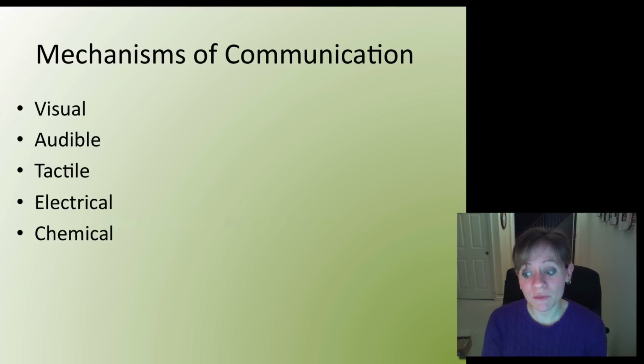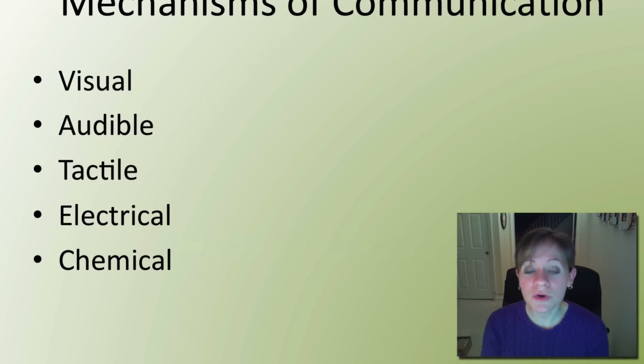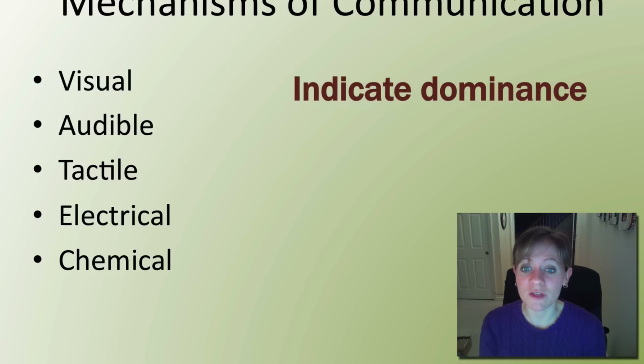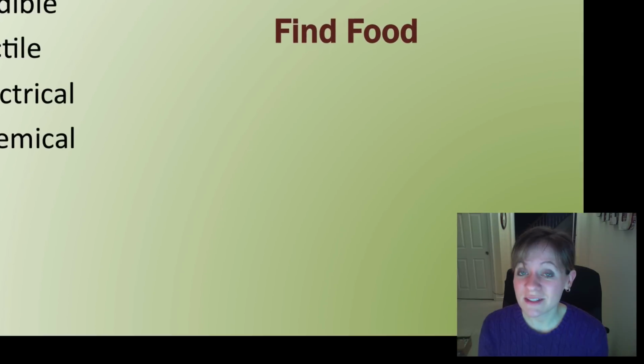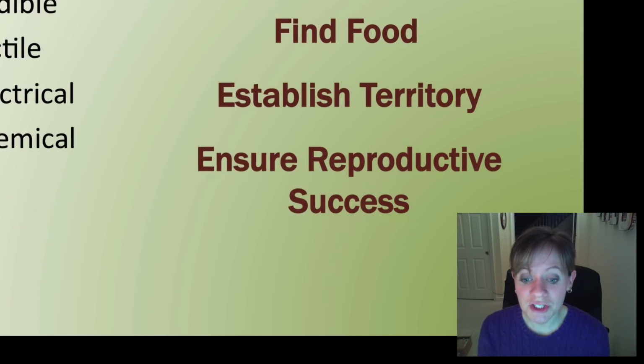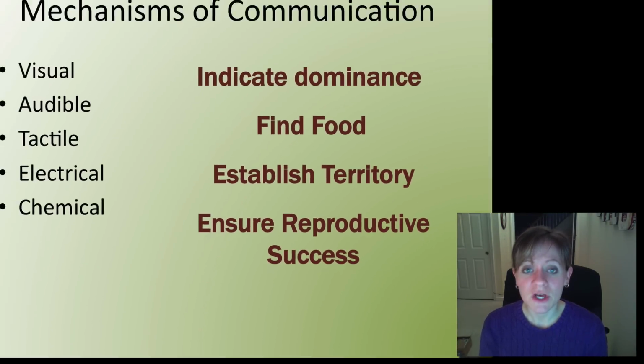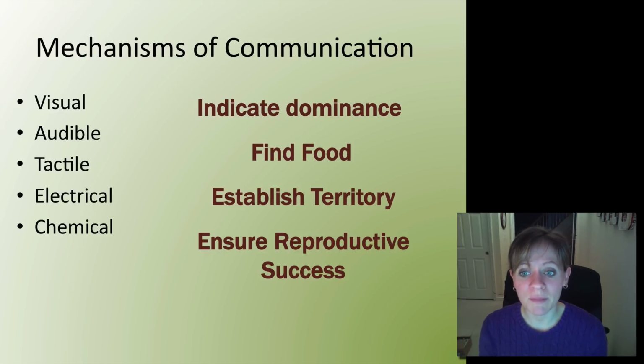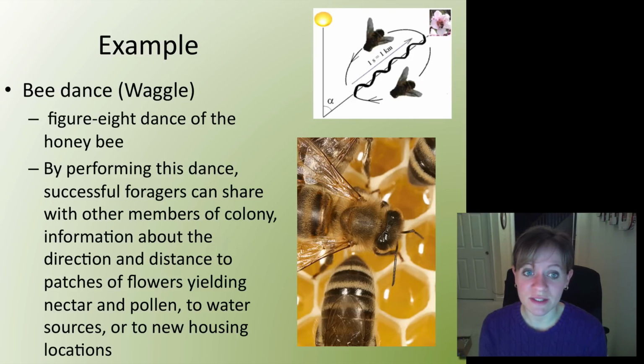So there are 5 different ways that animals communicate: visual, audible, tactile, electrical signals, and chemical signals. And the purpose of any of these would be maybe to indicate dominance, to find food, to establish territory. Overall, remember, it's to ensure reproductive success. So communicating with other members of your population to do any one of these things.